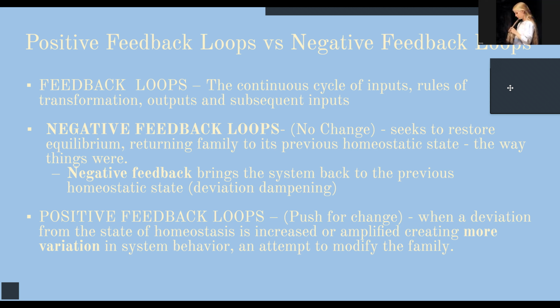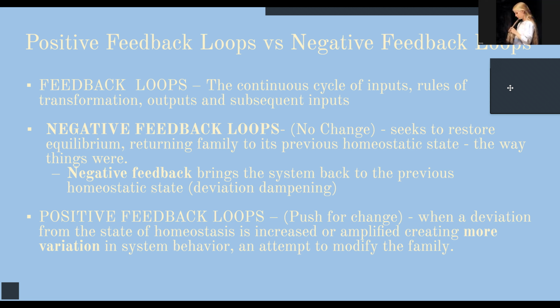The family system seeks equilibrium and homeostasis. Basically, they seek to stay the same. So negative feedback is what brings the system back to how it always is. Negative feedback loops either prevent change, or once change starts to happen, a negative feedback is going to stamp that out and make it stop.